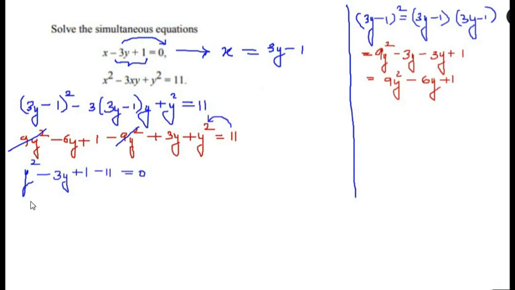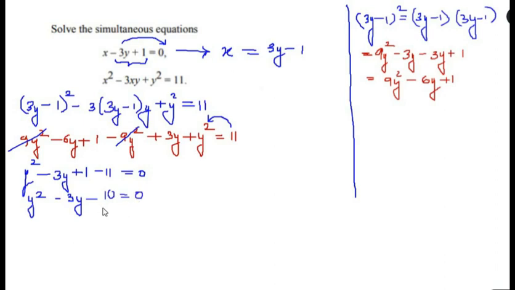So simplifying this we get y square minus 3y plus 10, sorry, it has to be minus 10, because minus 11 is greater, so the sign of the bigger number comes. So plus 1 and minus 11 gives us minus 10 equals 0.